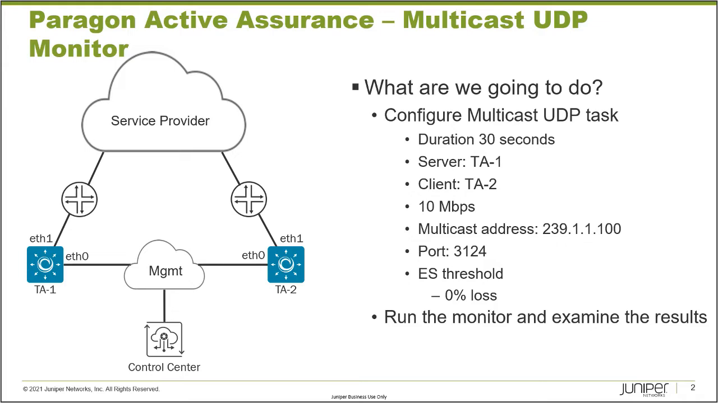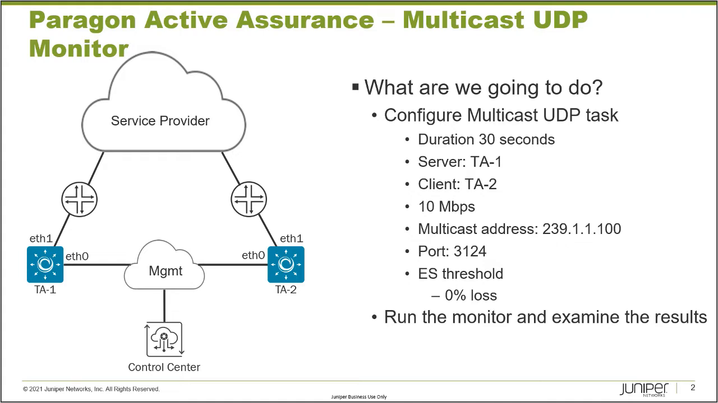All right, so with that, what are we going to do? We need to configure a multicast UDP task. First, you probably know what multicast traffic is, but just in case you don't, multicast is normally used as a transport mechanism for services such as IPTV or even updating PCs at the same time. So by using the multicast UDP task, you're able to figure out how your network handles multicast traffic with things like end-to-end delay, jitter, and packet loss.